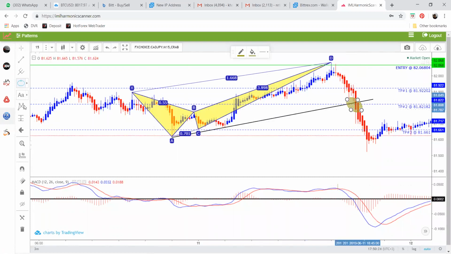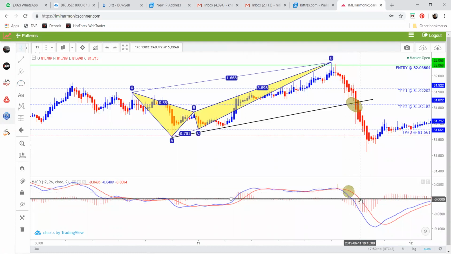Confirmation number 2. You've got to see the red line above the blue line, right? You've got to see the red signal line above the blue MACD line, all right? So confirmation number 2, boom, we got that. You can see that, all right?